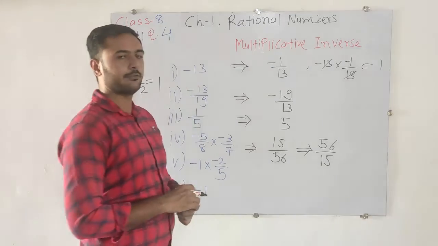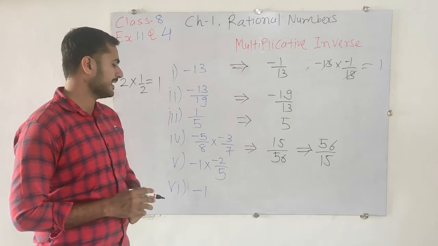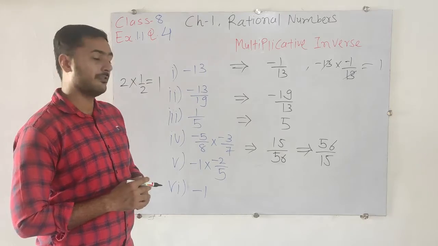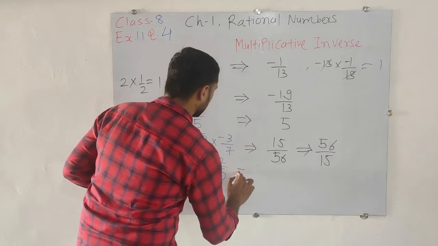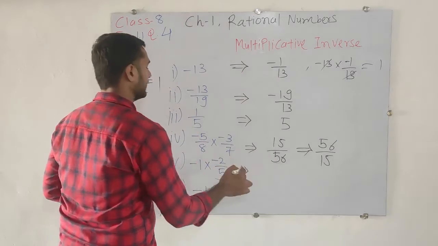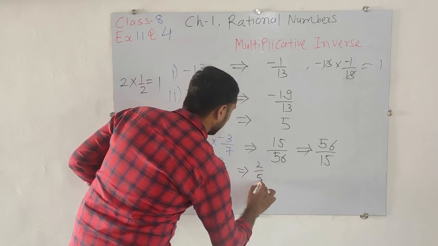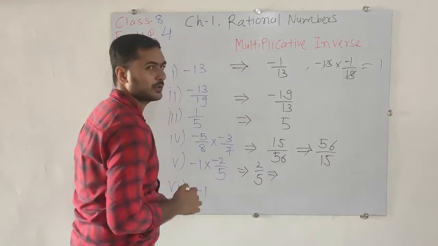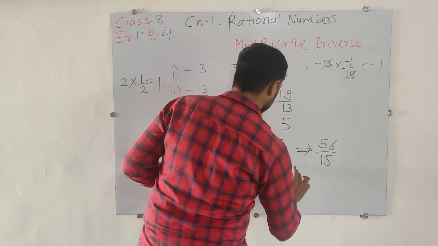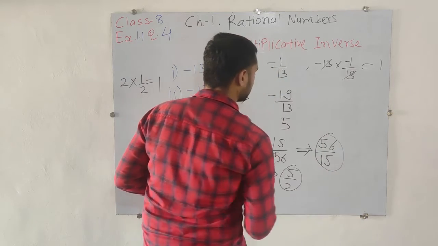Now the next, that is minus 1 multiplied by minus 2 upon 5. Okay. So here again what I will do, minus 1 into minus 2, that is minus minus plus, so that is 2 by 5, and the multiplicative inverse for that number is 5 by 2. 5 by 2. This is the final answer.